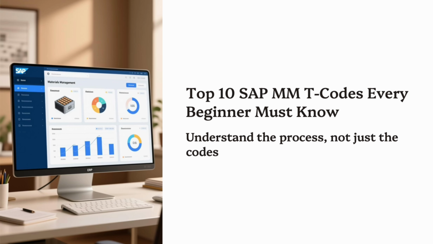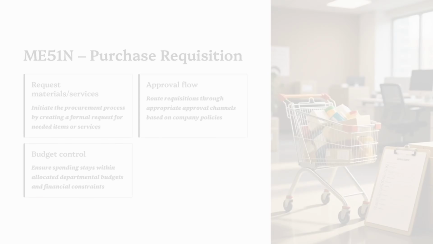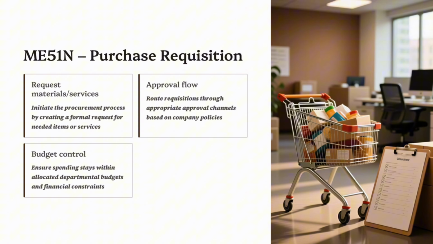All right, let's begin. The very first T-code you need to know, and the place where almost every procurement process starts, is ME51N, Purchase Requisition. The very first step in the procure-to-pay process is ME51N, Purchase Requisition.